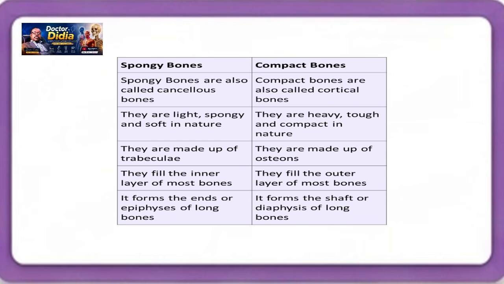In summary, the spongy bones differ from compact bones in a few major ways. One, the spongy bones are also called cancellous bones, while the compact bones are also called the cortical bones. The spongy bones are light, spongy, and soft in nature, while the compact bones are heavy, tough, and compact in nature. The spongy bones are made up of trabeculae, while the compact bones are made up of osteons, which is the Haversian system. The spongy bones fill the inner layer of most bones, while the cortical bones fill the outer layer of bones. Then finally, the spongy bones form the ends or the epiphyses of long bones, while the compact bones form the shaft and diaphyses of long bones.